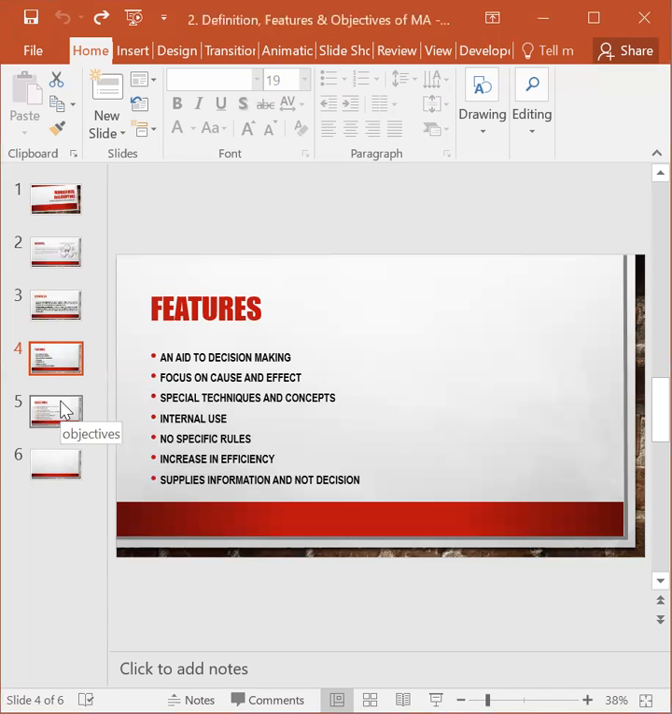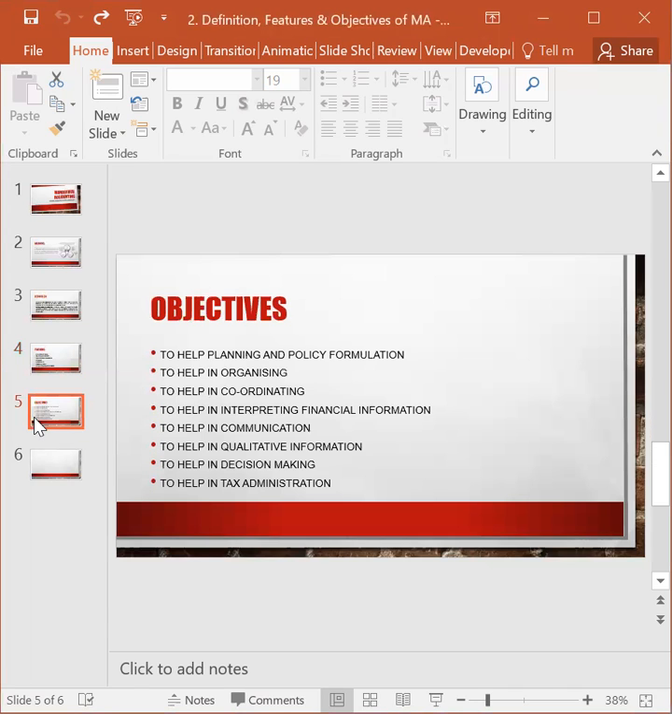And one more we have here is the objectives for today's session. So objectives of management accounting. The objective of management accounting is to help planning and policy formulation. So the management accountant prepares analysis of financial statements, which are very useful for planning and for policy formulation. He prepares estimates for the future. They suggest best alternatives for decision making. So with the help of this, the management can actually plan and formulate the policies.